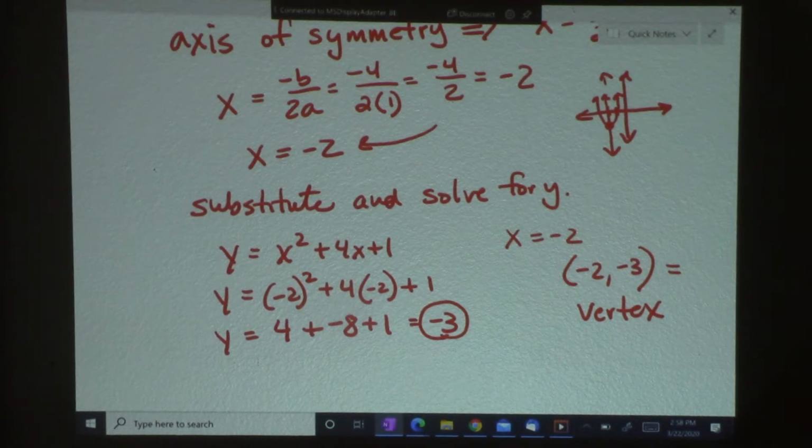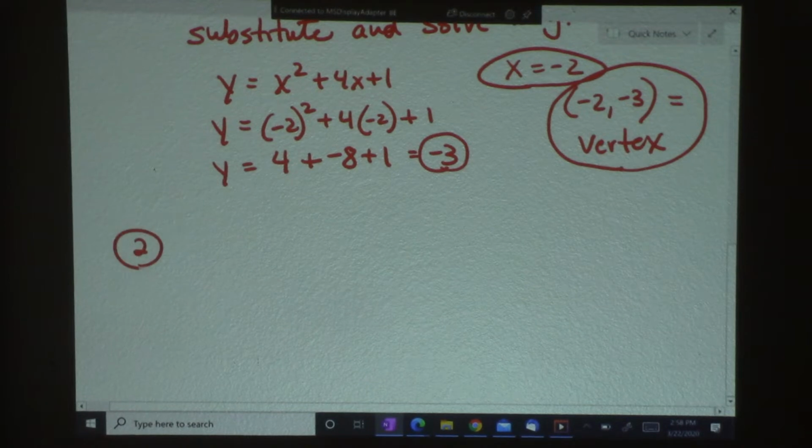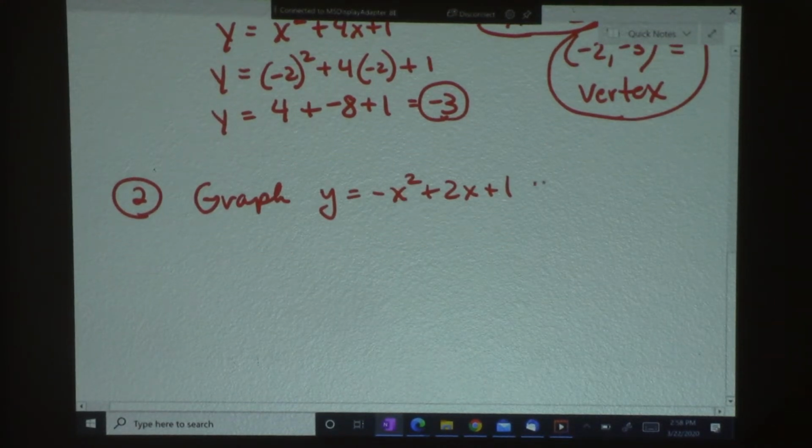That's number 1, to find the axis of symmetry and the vertex. Okay, that's the first most important concept. The second one is graphing. So we're going to graph y equals -x squared plus 2x plus 1. Okay, so I'm going to use the vertex and the axis of symmetry.